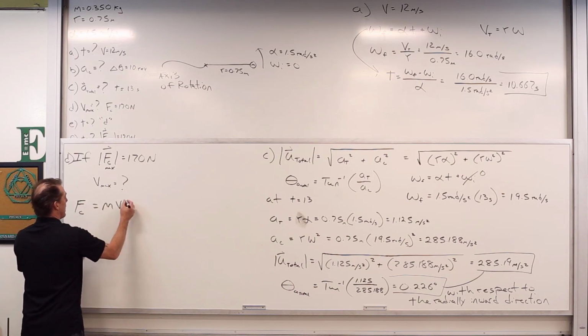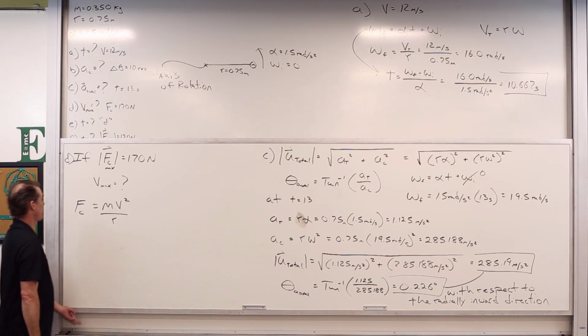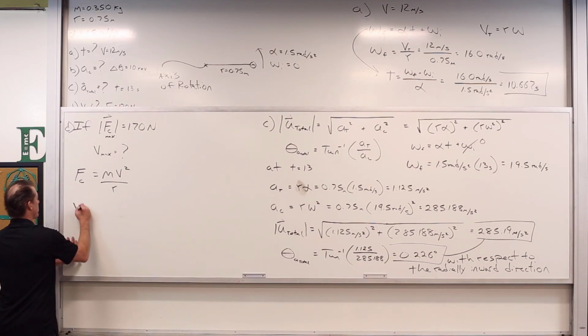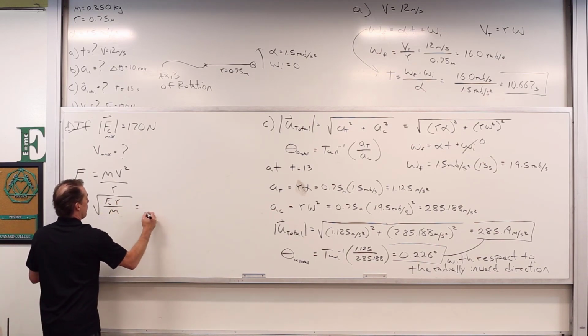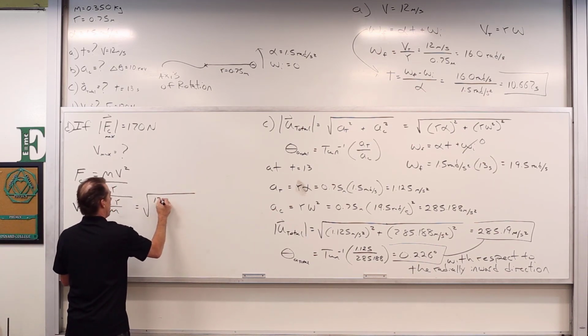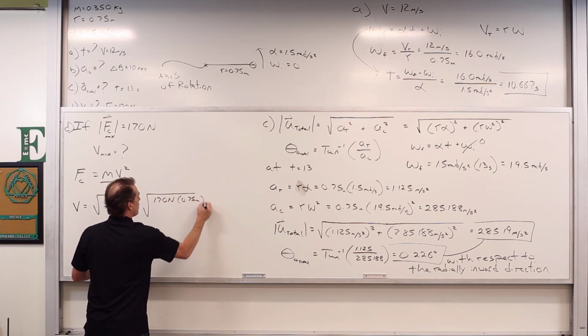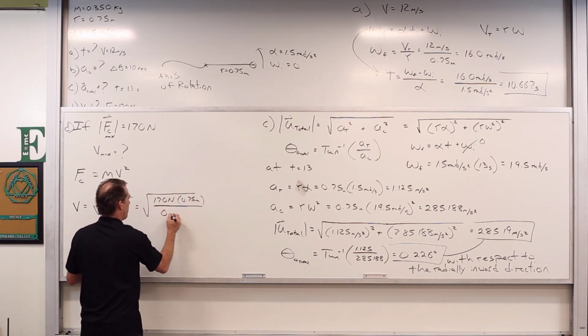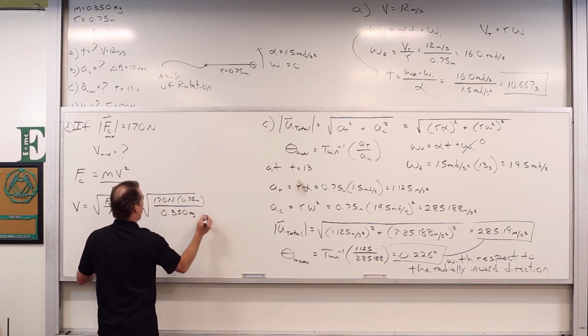And that can be written as mv squared over r. So we can solve this out for v. That seems pretty straightforward. We've got that v is going to be equal to the square root of F sub c r over m, which is then equal to the square root of 170 newtons times 0.75 meters divided by a mass of 0.350 kilograms.